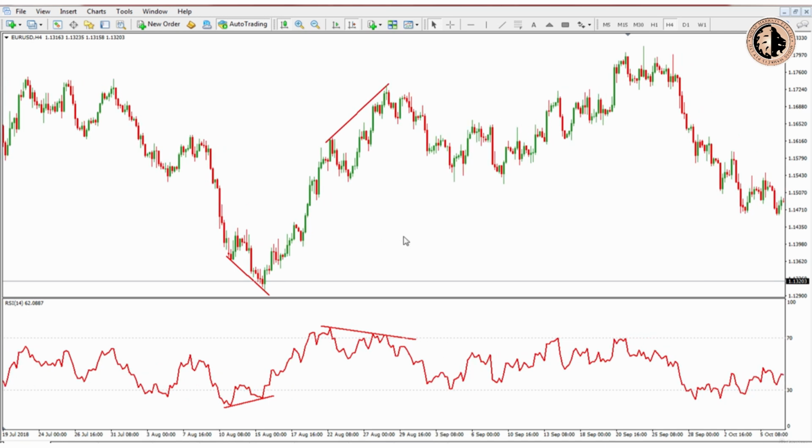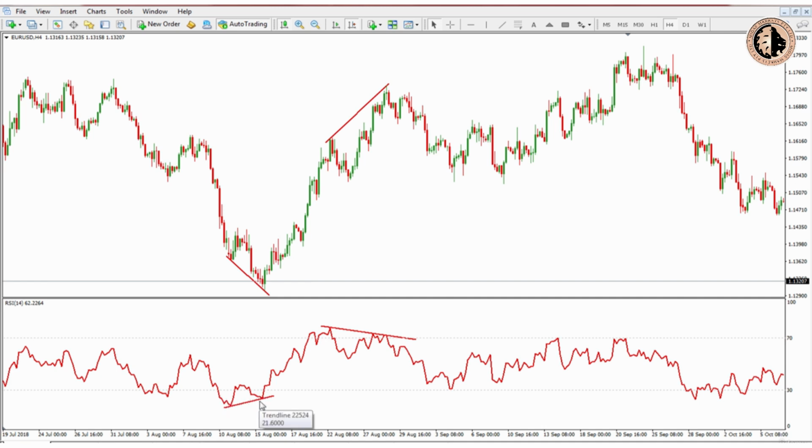Now, let's summarize. You should only pay attention to divergences when the indicator or oscillator is in the overbought or oversold zone. Divergence is a situation where the price shows a lower bottom than the previous one, but the oscillator shows a higher bottom than the previous one.